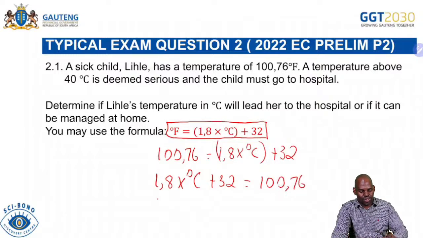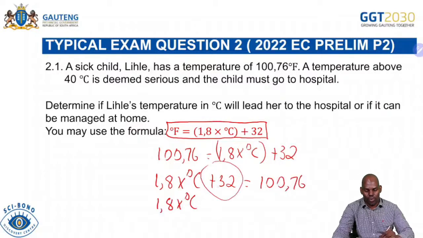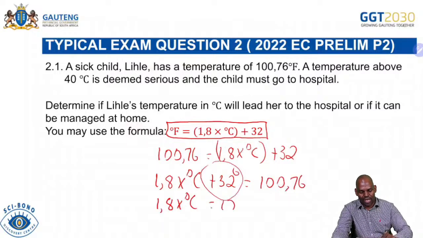So then from this we say 1.8 times degrees Celsius. Now we take 32 to the other side. When we take 32 degrees to the other side, it becomes negative. So it's 100.76 degrees Celsius minus 32.